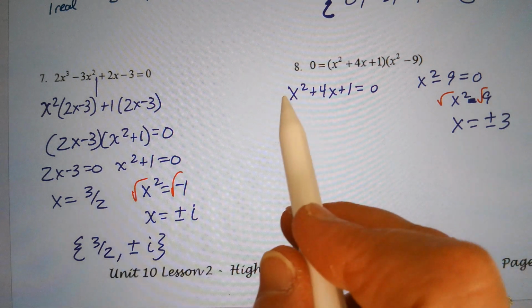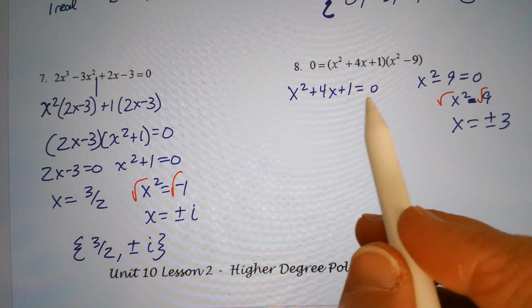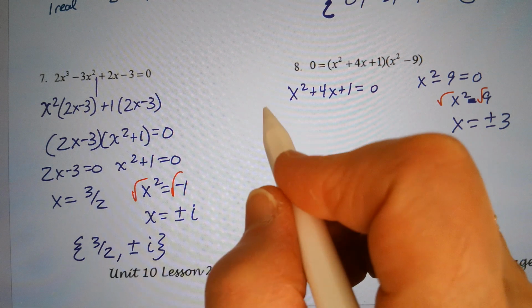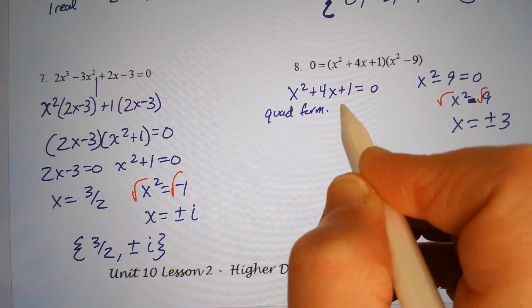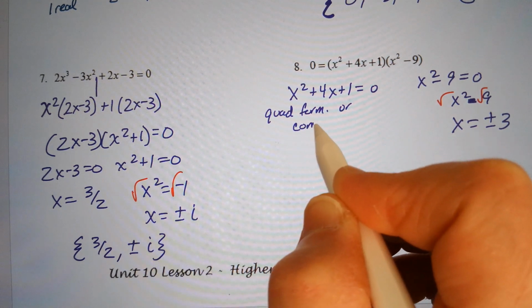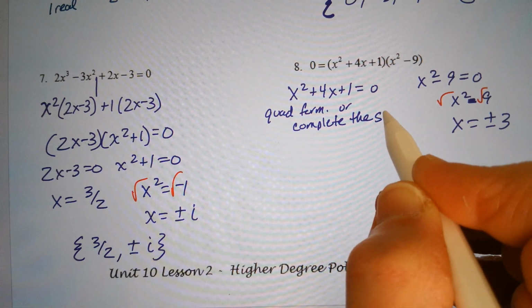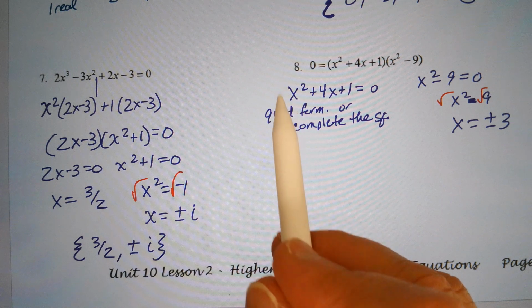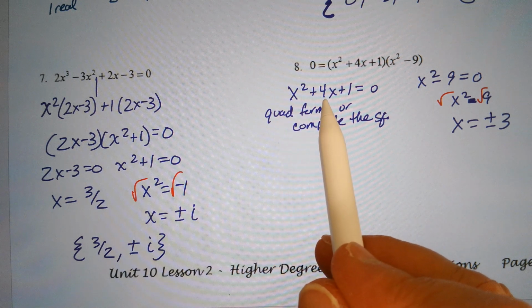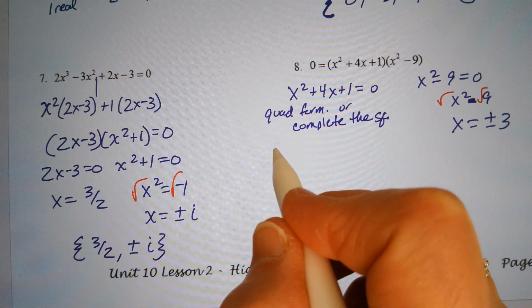This trinomial, leading coefficient is 1. Go to the constant. There are no factors of 1 that sum to 4, so we have to use the quadratic formula or complete the square. And I think you all know what my preference is. In this case, leading coefficient's 1. The coefficient of x is even, so I'm going to use complete the square.